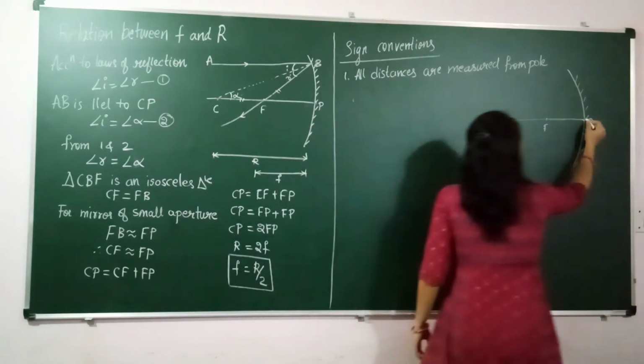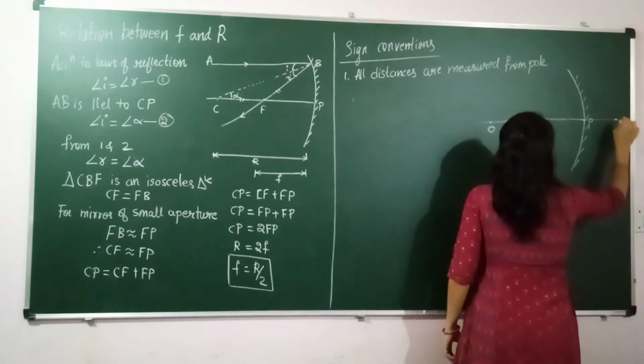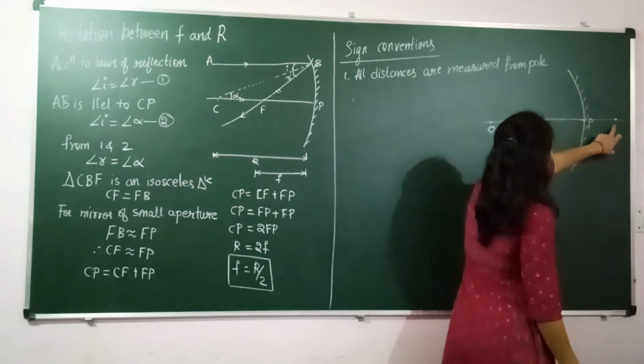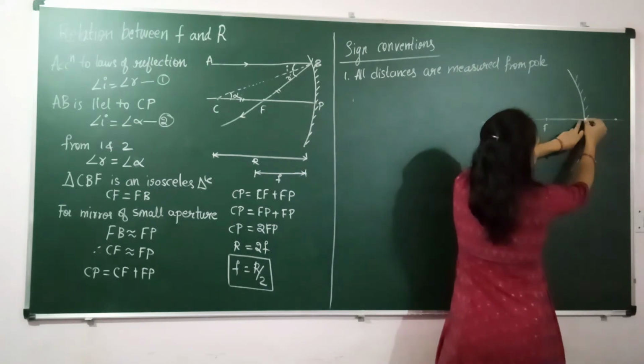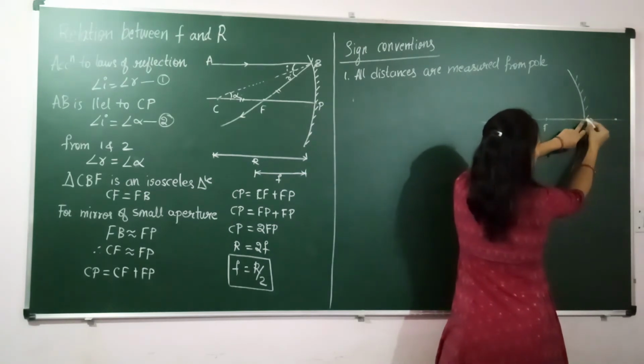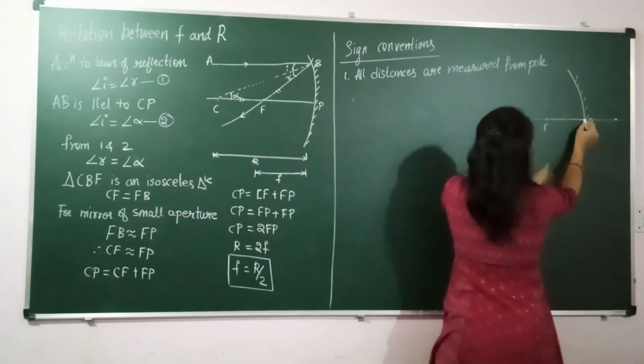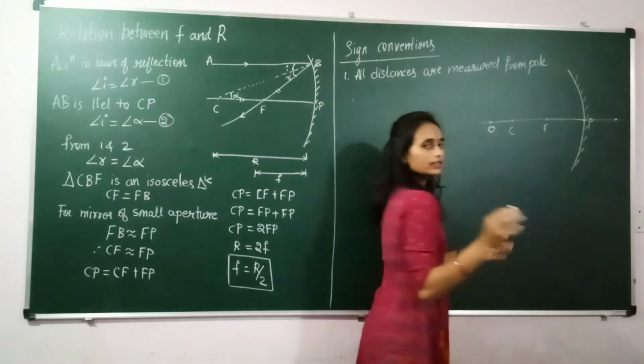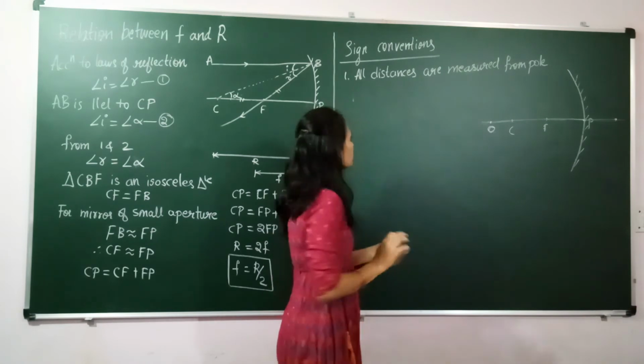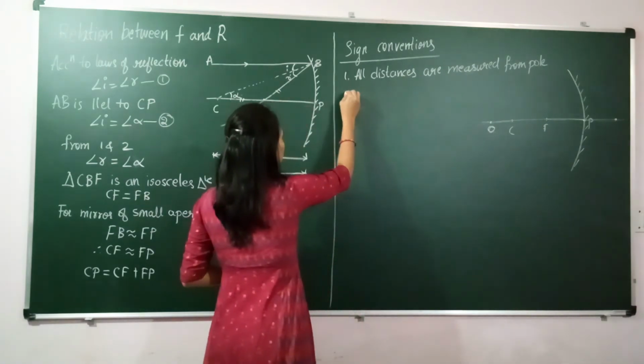For example, somewhere here we are getting the image. To calculate this distance also, we have to start from the pole. From pole to image we will calculate, and from pole to focus. Like that, all distances are measured starting from the pole. So this is our first sign convention.